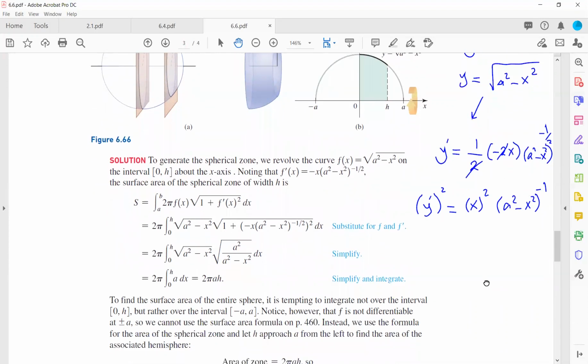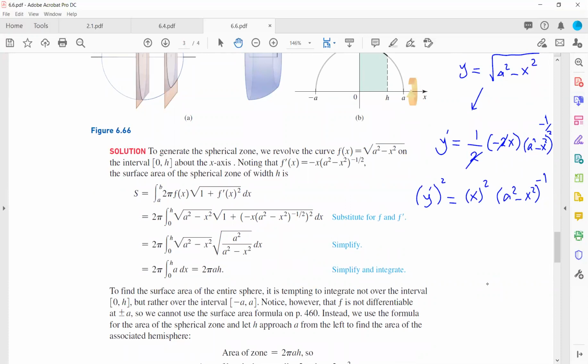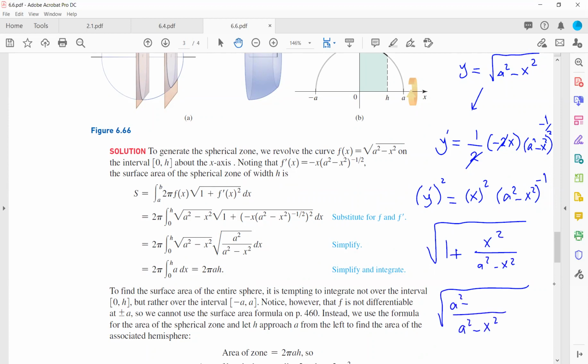Very well. Now, inside the radical, you have 1 plus x squared divided by a squared minus x squared. If you take common denominator between these two, a squared minus x squared, you get a squared minus x squared plus x squared. You can cancel out x squared and x squared. That's how we get this quantity inside the radical.